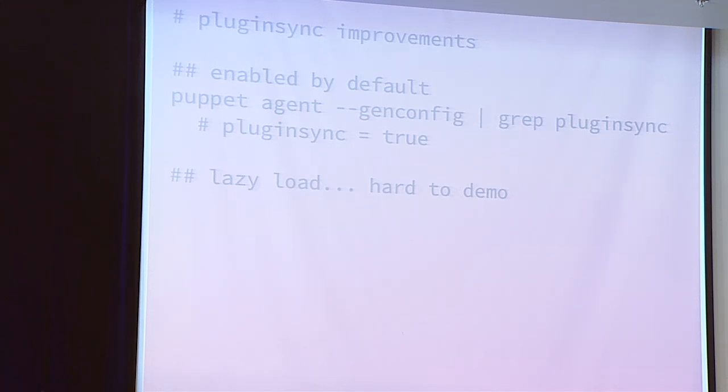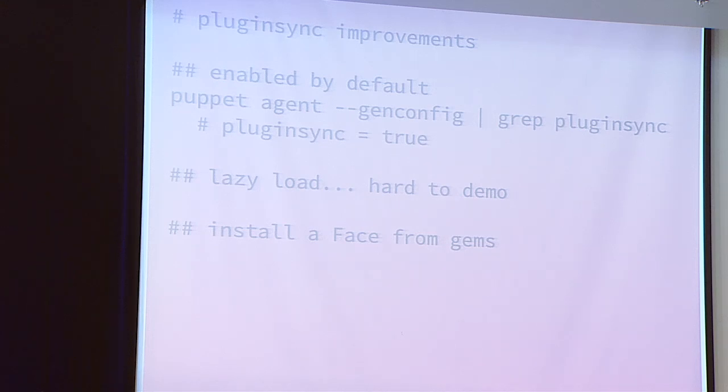But what used to happen is that every time a file had finished downloading, it would immediately be loaded into the agent's Ruby environment. And so if you had something that required a file that was also plugin synced and the second file had not yet been downloaded, that require would fail. Now the whole plugin sync is done, and then just as files are used in the catalog, that's when they're actually downloaded.